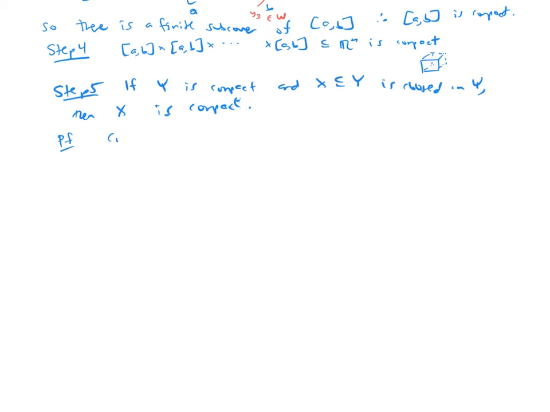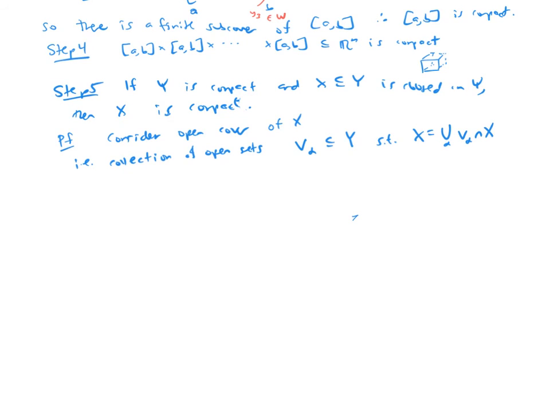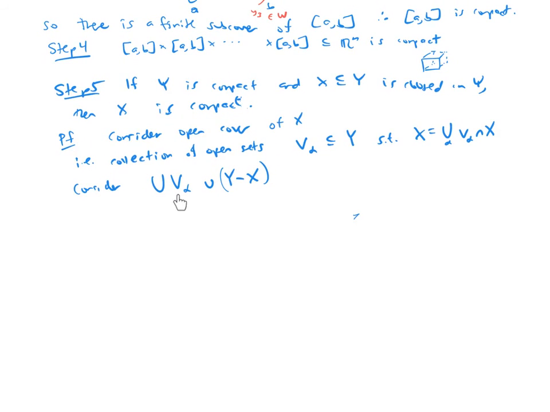To prove this, let's consider an open cover of X. Since X is a subspace of Y, this means a collection of open sets, say V alpha in Y, such that X is the union of the V alphas intersected with X. Let's augment this collection of the V alphas: let's combine the union of the V alphas with the open set Y minus X. Since the V alphas contain all points of X, and Y minus X contains all points that aren't in X, this union has to contain all of Y. So we have an open cover of Y, and since Y is compact by assumption, we have a finite subcover that covers Y.